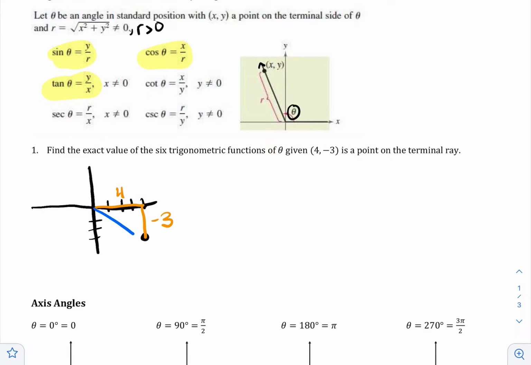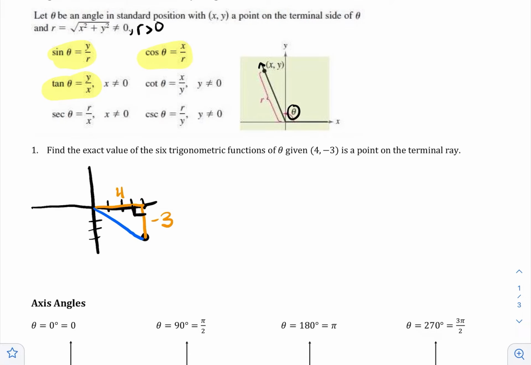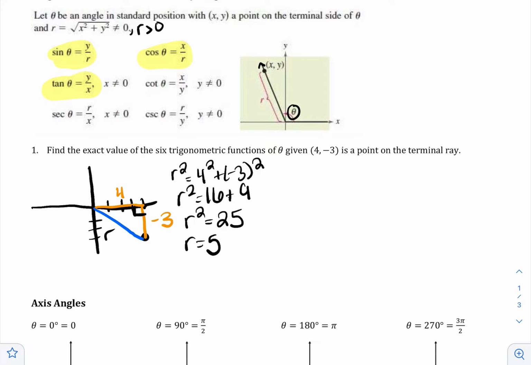So here is my r. The 4 and the negative 3 create a right angle. So r is going to be the hypotenuse of the triangle. So I have that r squared is equal to 4 squared plus negative 3 squared. Remember to put the negative in parentheses because anytime you square a negative, it becomes a positive. So r squared is equal to 16 plus 9. r squared is equal to 25, which means that r is 5. Nice. Works out great. Again, r has to be positive because it's the distance from the origin.